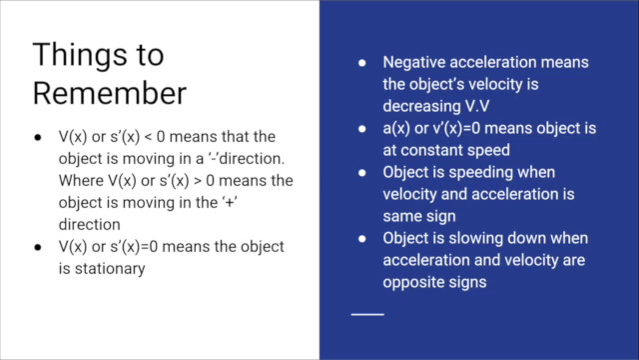An object is slowing down when acceleration and velocity are opposite signs. So if you are driving and the lights were turning yellow, you would have to slow down. The car would be slowing down, but it is still moving in the positive direction. It is slowing down, so velocity is positive since it is moving in a positive direction, except acceleration would be negative because speed is decreasing. So the object is slowing down when acceleration and velocity are opposite signs.